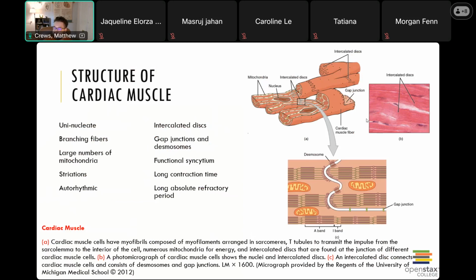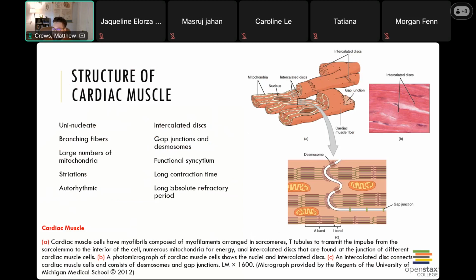If you're in action potential, you want to spread that message, right? Because the message is, hey, pump and don't die. Functional syncytium, I think I forgot to look up that word before I started, but I'm pretty sure that means that they work together. That's just a fancy word for that. They have a long contraction time.